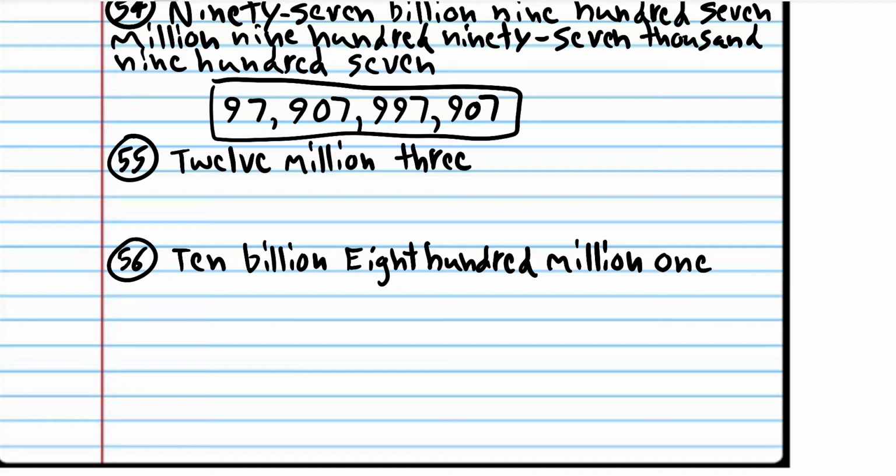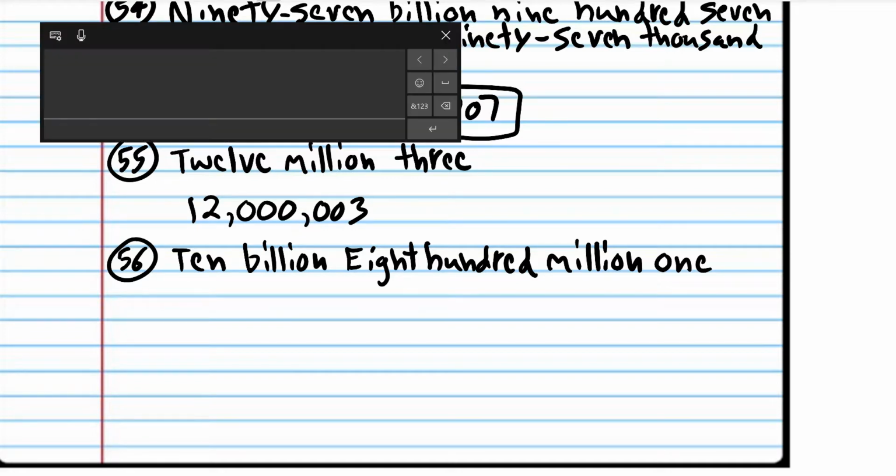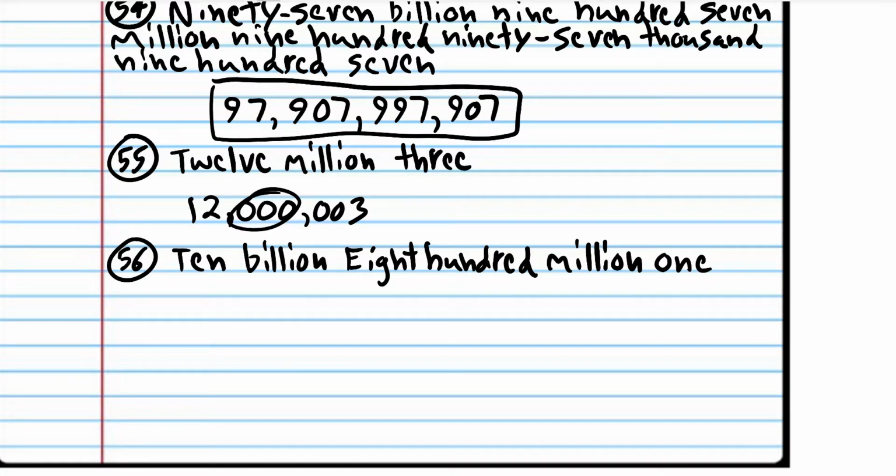All right, so here we go. 12,000,003. 12 million. And then you have to go all the way to 3. So that was kind of a weird one. We didn't say the name of this period because there were no numbers in that period. There was all zeros. So we just said 12,000,003.